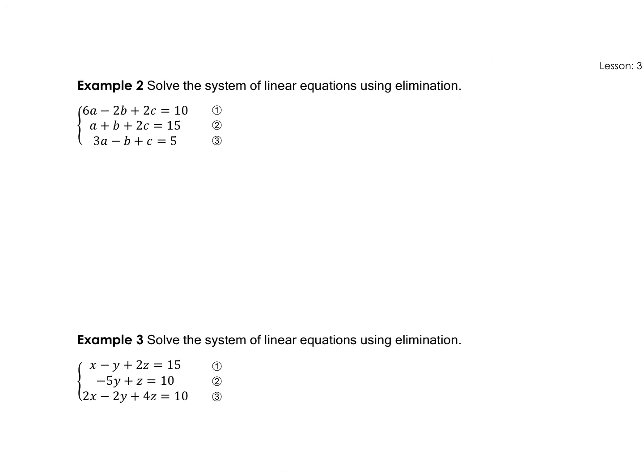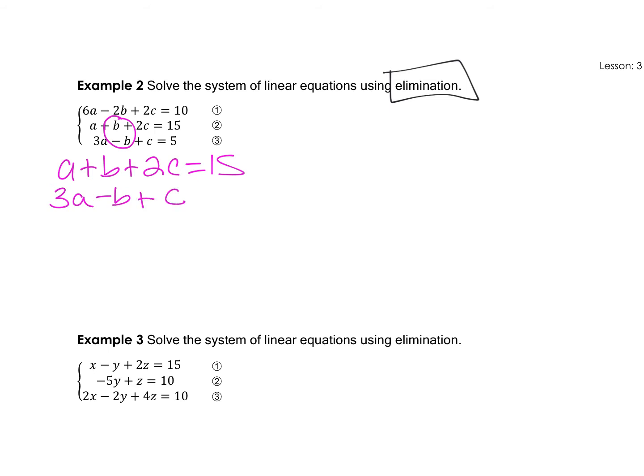Okay, so number 2, we're using elimination again. So you pick a variable to eliminate. It does not matter which variable you eliminate, so you get to pick. I notice that the b's automatically cancel. So I'm going to go ahead and combine the middle number 2 equation and number 3 equation, because I know they automatically cancel out here. So adding them up, we get 4a, the b's cancel, plus 3c equals 20.